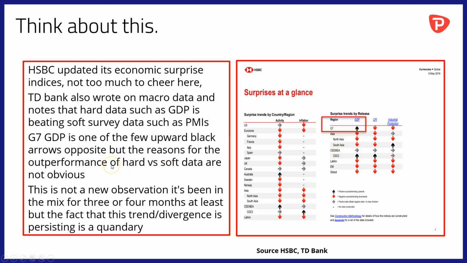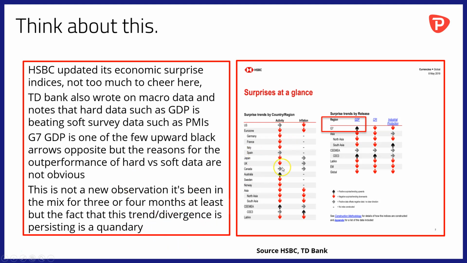But the reasons for the outperformance of hard versus soft data are not obvious to those of us in the market. Now, this is not a new observation, as it's been in the mix and commented on for about 3 or 4 months. But the fact is that this trend or divergence between the soft and hard data, and the fact that it's persisting, is something of a quandary. So it's certainly something to keep an eye on.